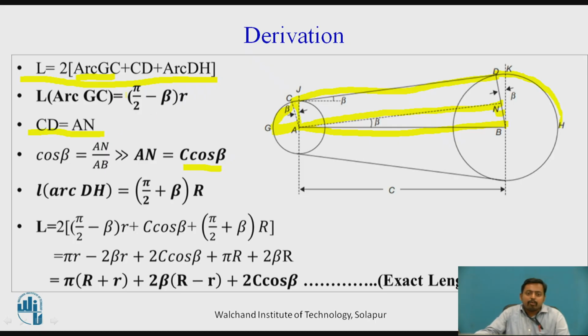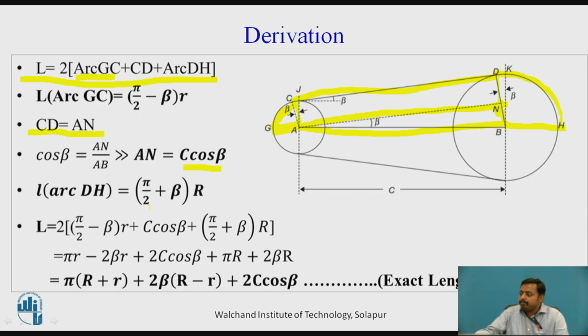Third component, arc DH. The length of arc DH can be calculated by the same procedure, radius into angle. So the angle subtended by this arc is DBH, which is this 90 degrees, angle KBH, plus angle DBK. So this is 90 degrees and this is again angle beta. So pi by 2 plus beta into R. Length of arc DH is equal to (pi by 2 plus beta) into capital R.